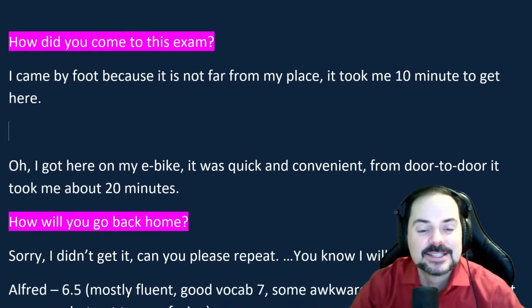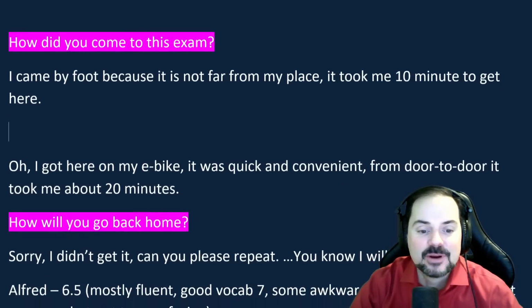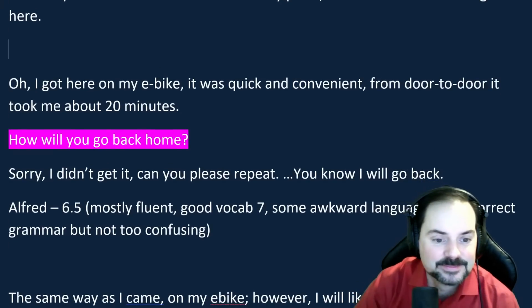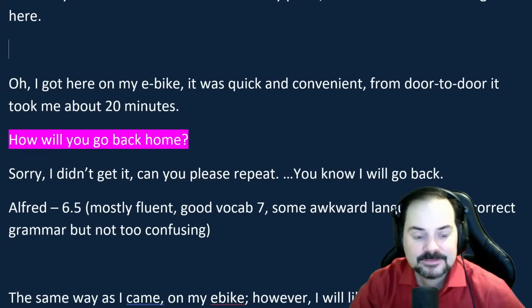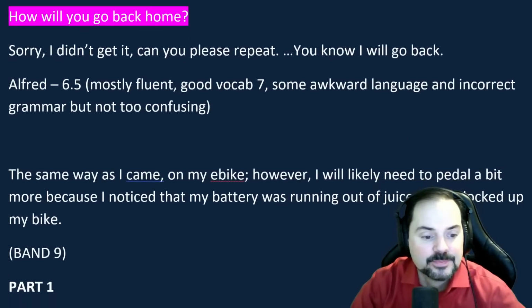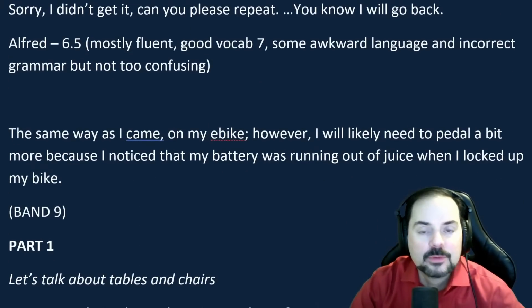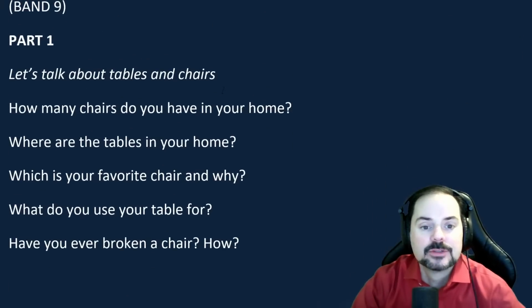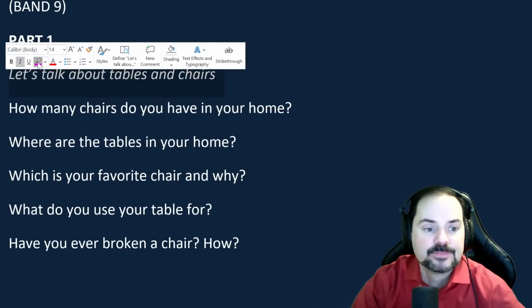Welcome to the IELTS exam. My name is Adrian. I will be your examiner for this part of the test. May I see your identification? Yes, certainly. Here's my passport that I had used to register a couple of weeks ago. Please have a look at my credentials. Thank you. For part one, I will ask you some questions on a general topic. Let's talk about tables and chairs.